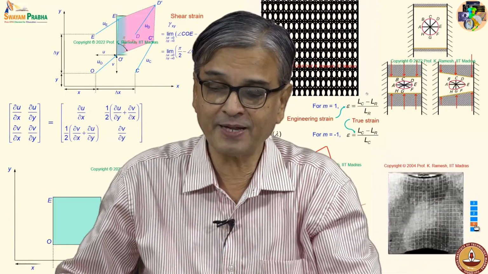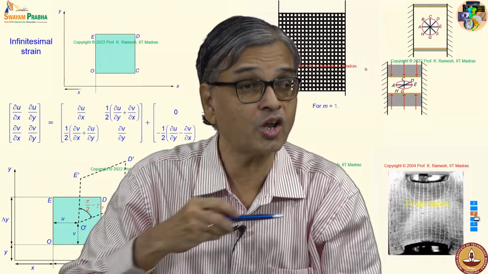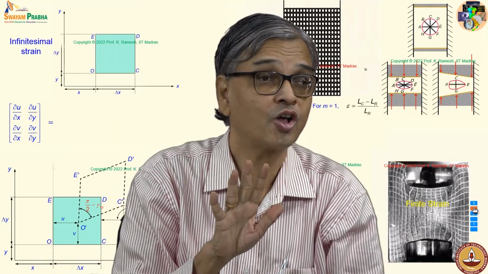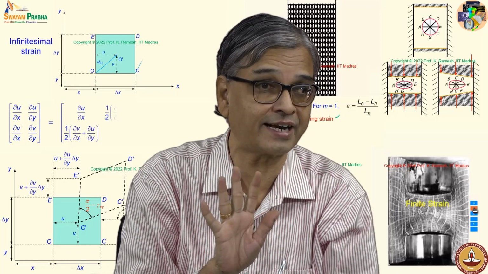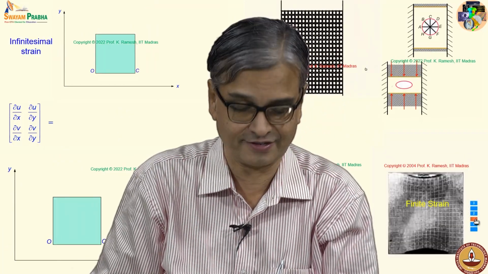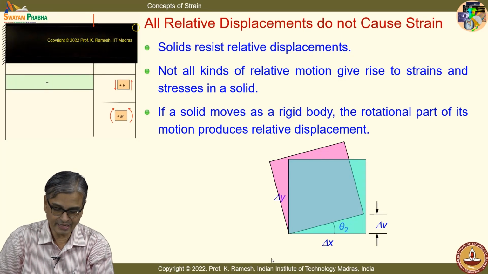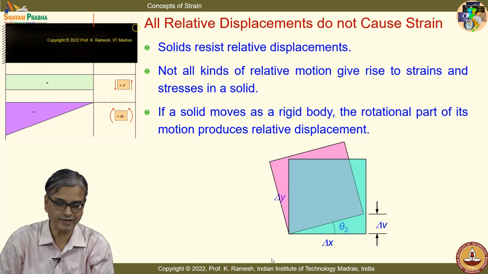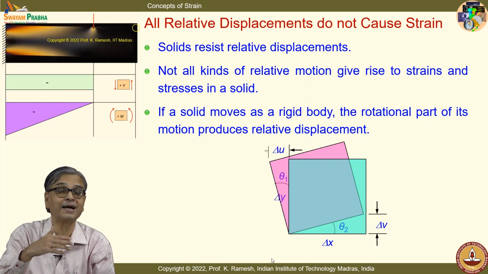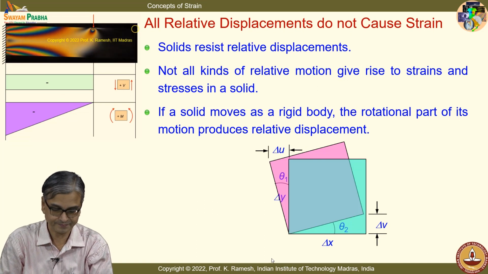So, relative displacement in a sense causes strain, but not all relative displacement contributes to strain. You have to understand this. We will also look at it when we see the thermal effects. These angles are also shown. We will also find a mathematical expression to define rotation.